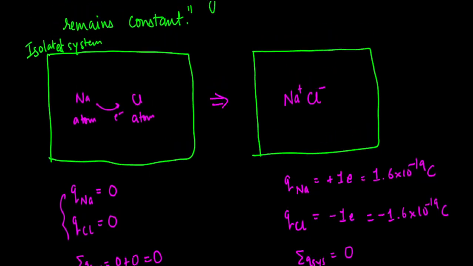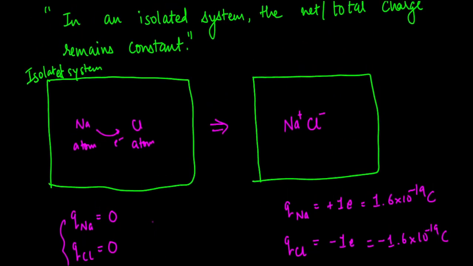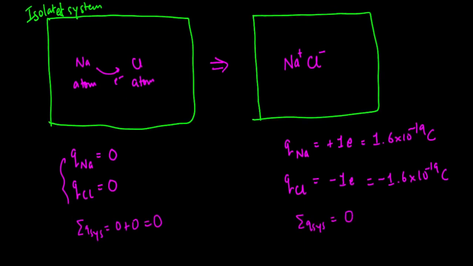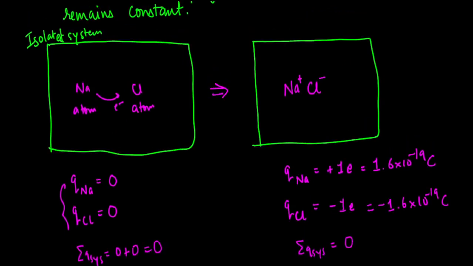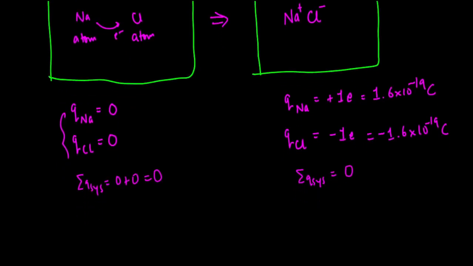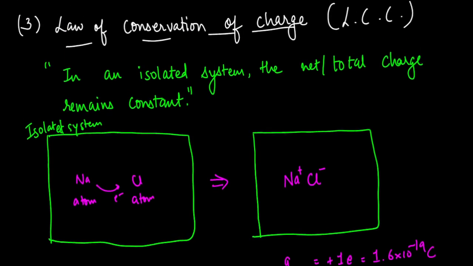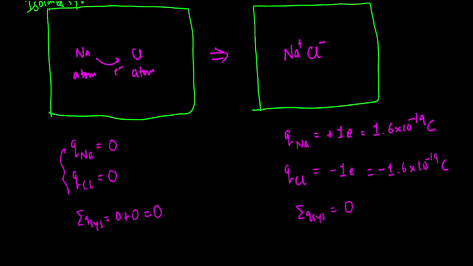So what this means is that when you have something in an isolated system and it's just interacting within the system, with no external effect, the total charge of the system remains constant. There is no charge coming in from outside or going out. So total charge remains constant. That's the law of conservation of charge.